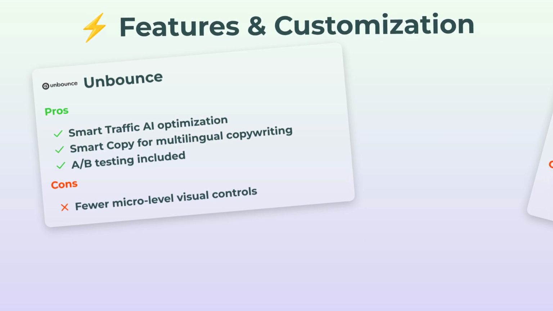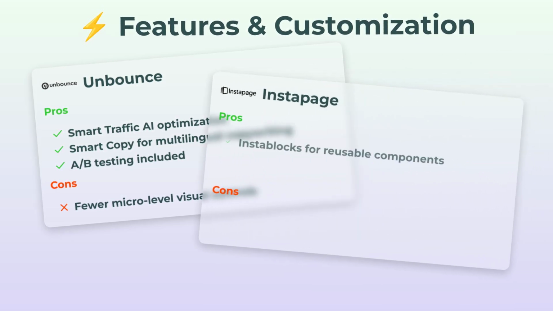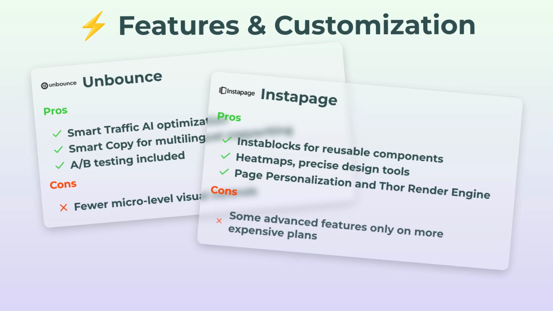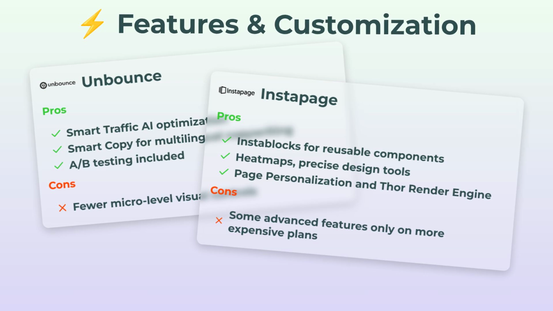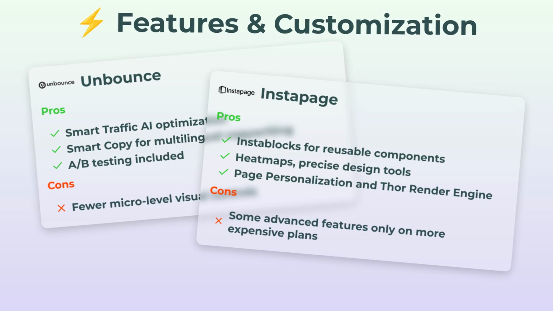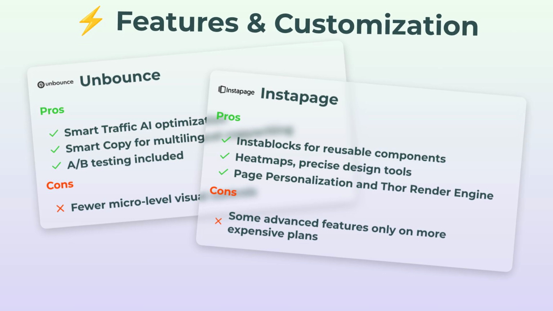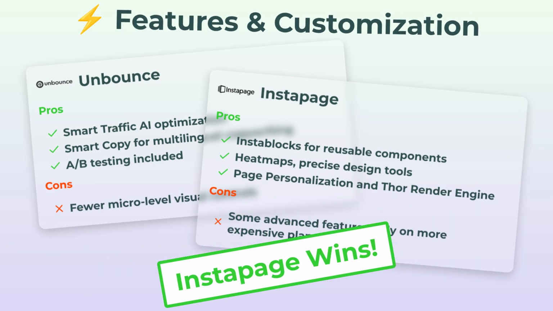Now Instapage. Woo, the Instablocks are super handy for reusable sections, and honestly their heat maps and personalization stuff are next level. You even get that fancy Thor render engine for lightning-fast pages. Yes, some advanced features only come on the spendier plans, but still, customization here is wild. Overall, Instapage wins in power and flexibility.